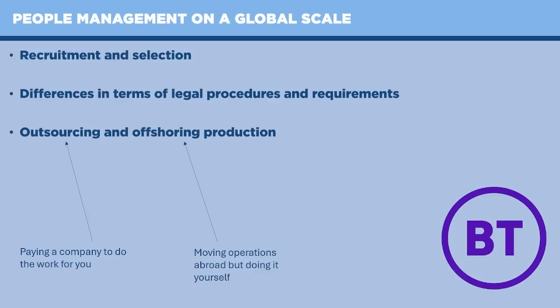So just to make sure you know the difference between these two terms, outsourcing is where you pay another company to do something for you. So you don't do it anymore, you pay them to do it for you. And offshoring is when you still do it, but you do it elsewhere. So BT, for example, have had plenty of examples of both of these, where in particular they offshored a lot of their customer service to different countries because wage rates were much cheaper. They did it themselves, but they did it in a different country.